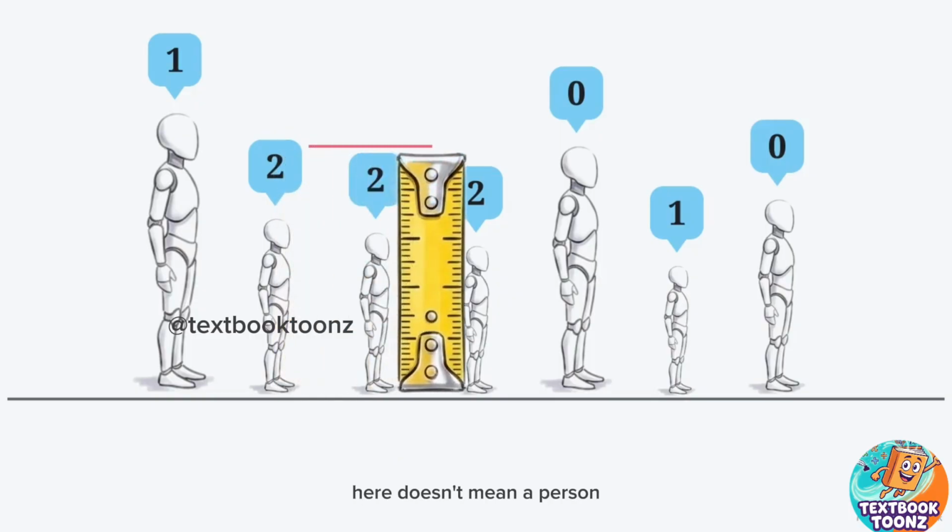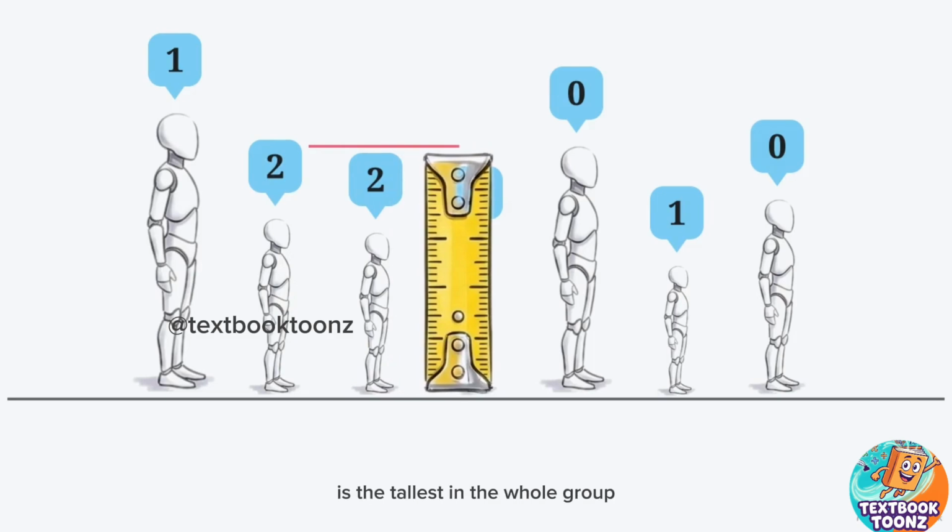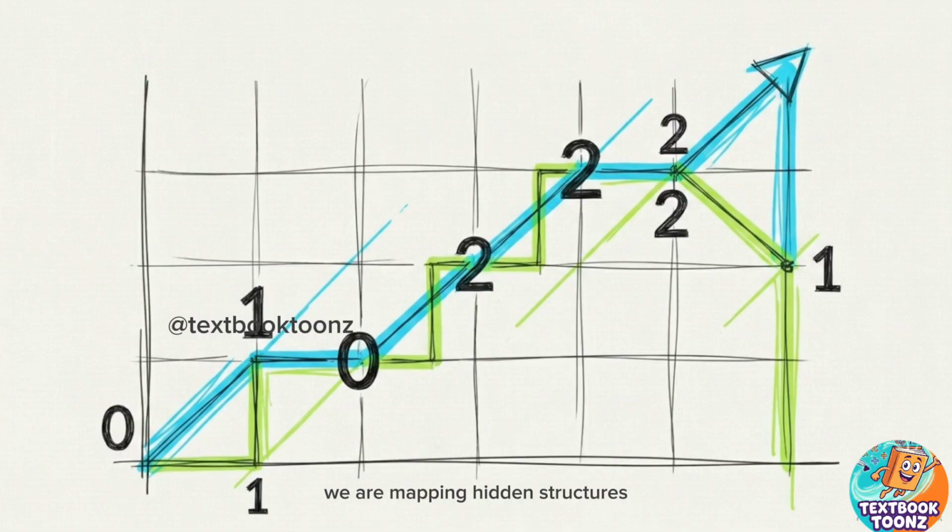A 0 here doesn't mean a person is the tallest in the whole group. It simply means nobody in front of them is taller. We are mapping hidden structures without ever measuring exact heights.